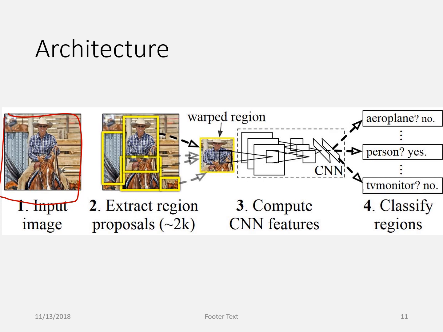And these warped regions are fed forward and are passed through SVMs, which are individually trained for each class. So we have a different SVM for each of these classes, such as airplane, person, TV monitor, etc., which gives us a positive or an affirmation or negation if that class is present in it or not.